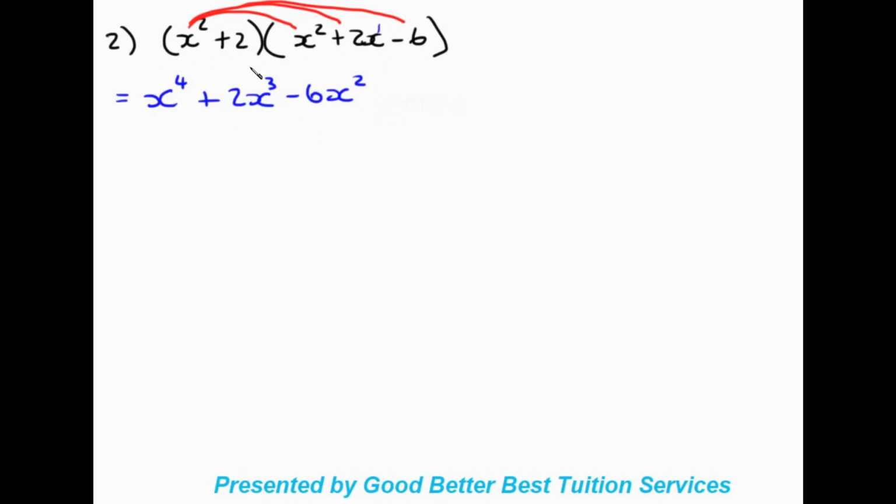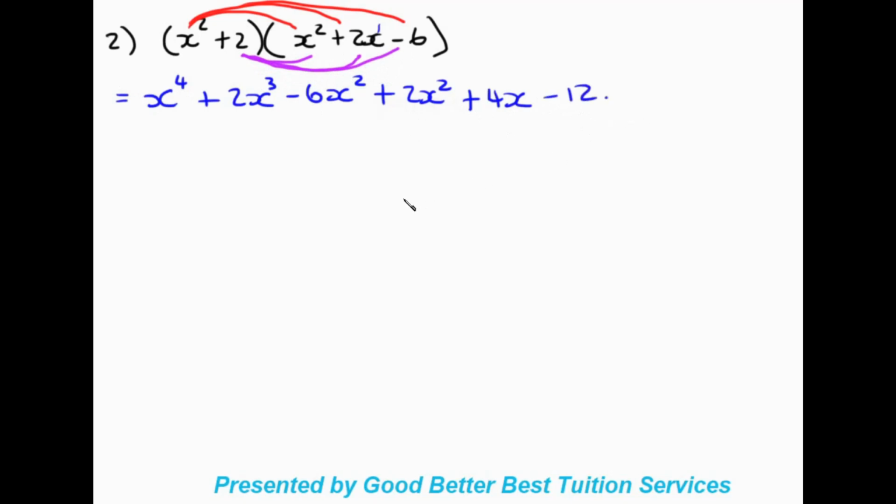Now we'll move on to the second term. So we're moving into positive 2 times x squared, and that will give us a positive 2x squared. Then we're moving into positive 2 times 2x. That will give us positive 4x. And then we're moving into 2 times negative 6, and that will give us negative 12.